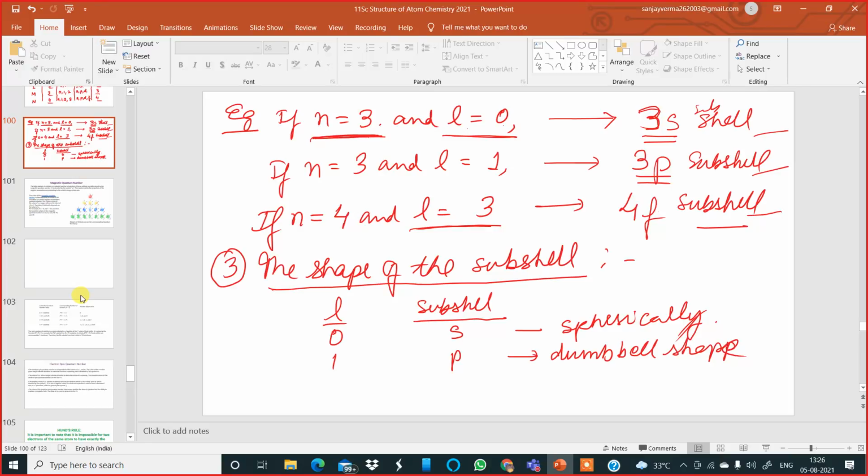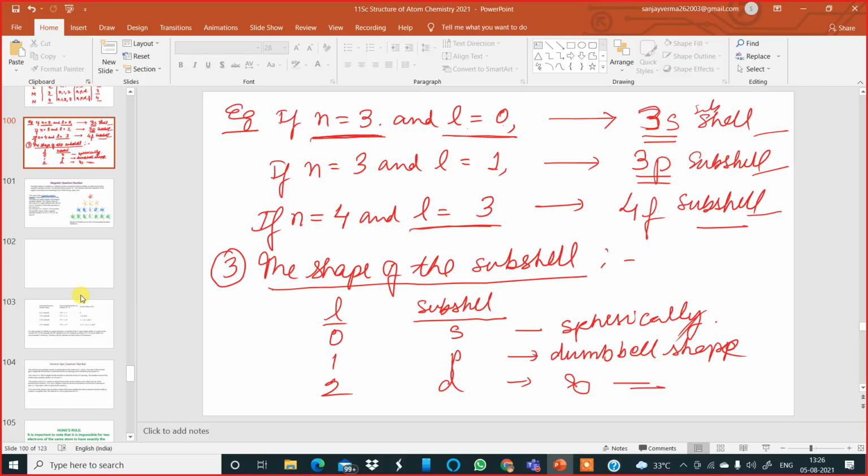Similarly, when the value of l is equal to 2, then we have the d orbital. D orbitals are a clubbing of two dumbbells. It is a more complicated shape, which is a mixture of two dumbbells, or two orbitals from the p orbital. I'll show you the diagrams after some time. So this is the third information provided by the azimuthal quantum number. It tells us about the shape of the subshell. If you know the value of l, 0, 1, 2, 3, and so on, then you can figure out what could be the shape of the subshell.